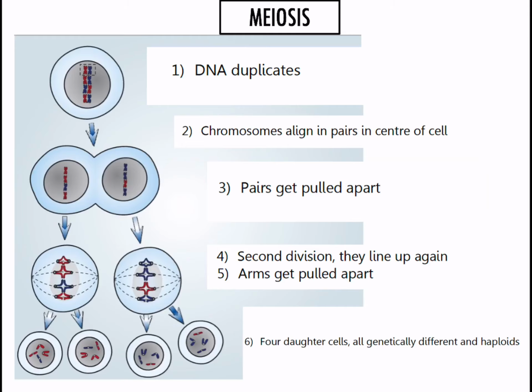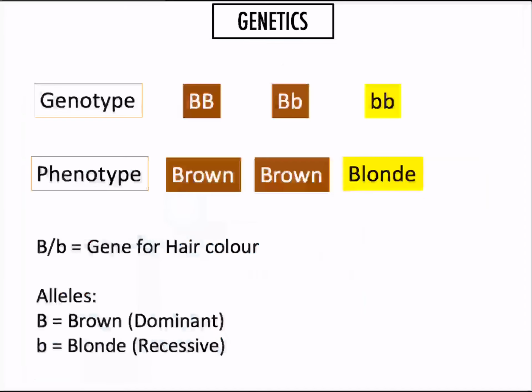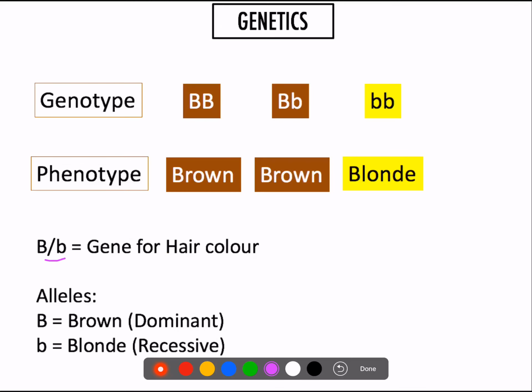Okay, moving on to genetics. So you have the words genotype and phenotype. Genotype just means what sequence of alleles you have, or what genes you have, whereas phenotype is what visible characteristics you have. So if we look at this example, let's say B, big B and small b, are the different alleles for the gene for hair color. So we can see that big B is for brown hair and little b is for blonde hair.